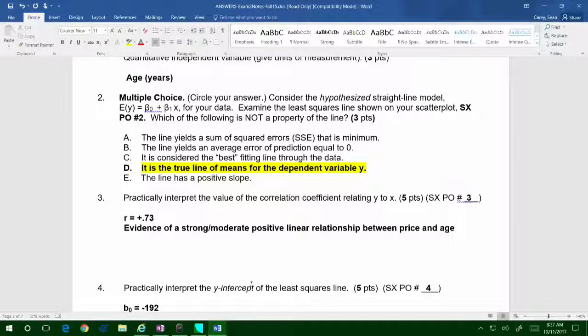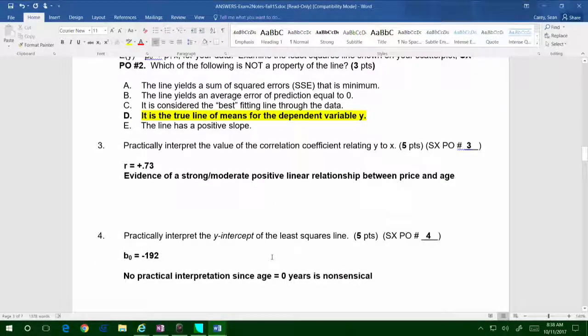Okay, let's take a look. We'll have to read all of them. The line yields a sum of squared errors that is minimum. Well, that's a property, so that's not the correct answer. The line yields an average error 0. Oh, that's a property, so that's not the correct answer. It is considered the best fitting line. Well, it actually is, so that's a property. I'm going to skip D. The line has a positive slope. Okay, if you looked at my line, it did. It had a positive slope. So that's not the right answer because it is true. And the part that says it is the true line of means for the dependent. No, it's not the true line of means. Nobody knows the true line of means. We're estimating it. So that's the correct answer because it's not a property. Okay?